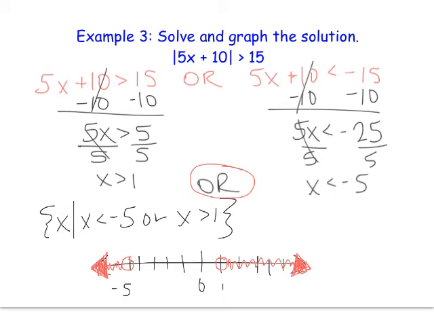In interval notation, we would read this from left to right. We would start at negative infinity and go up to negative 5. Then we would start back at 1 and go to positive infinity. So as intervals, that would be negative infinity, comma, negative 5, use a curved bracket, union with 1 with a curved bracket because 1 is not included, up to positive infinity.